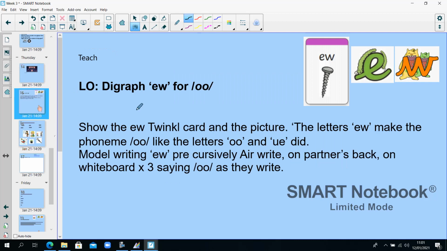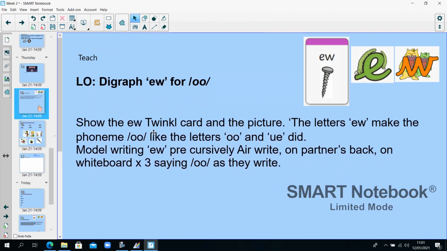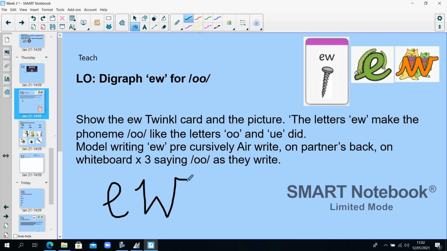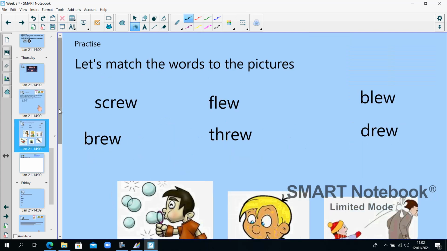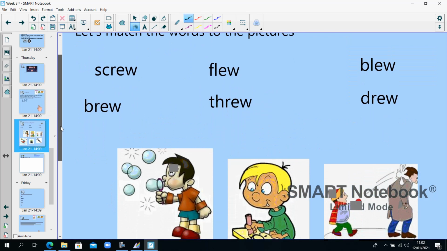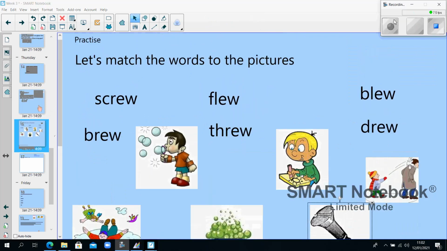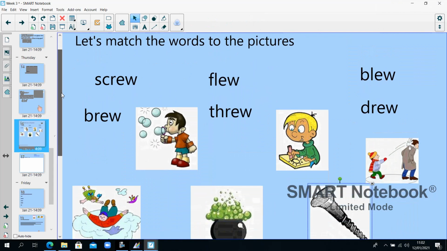Today we're looking at the digraph EW for the oo sound, as in screw. So EW, oo. Let's try and match the words to the pictures. I'm just going to pause here whilst I make some of the pictures smaller. So we're looking at EW for oo.